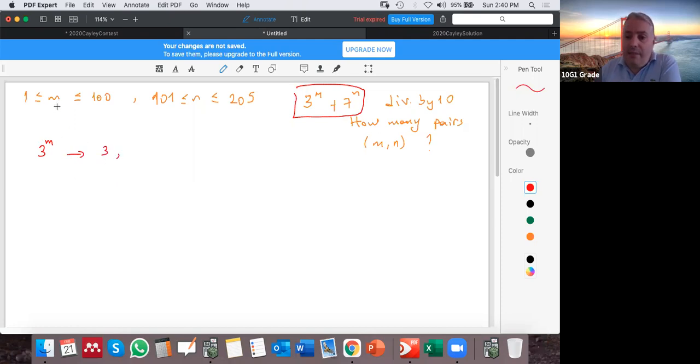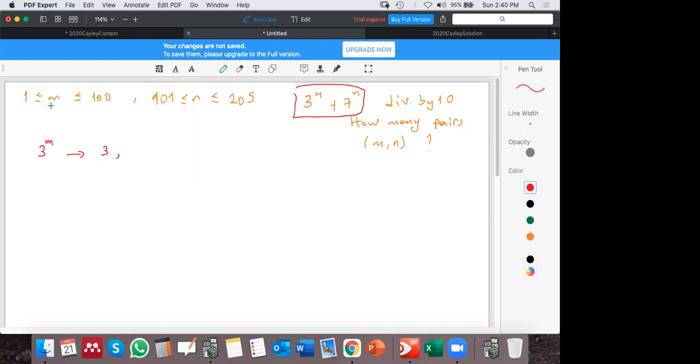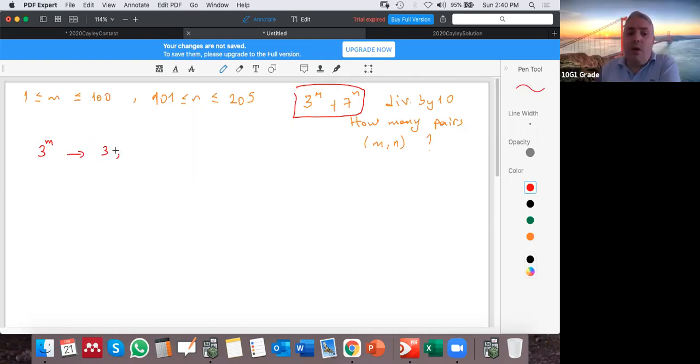When m is 2, 3 to the power of 2 is 9. This is just a one-digit number, so I am copying it directly. Now be careful. When m is 3, it will be 3 times 9. Always we are multiplying by the previous number, right? 3 times 9 is 27. So 3 to the power of 3 is 9 times 3, which is 27.